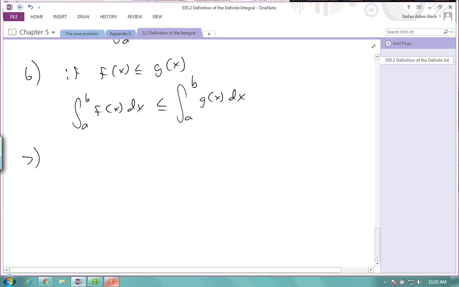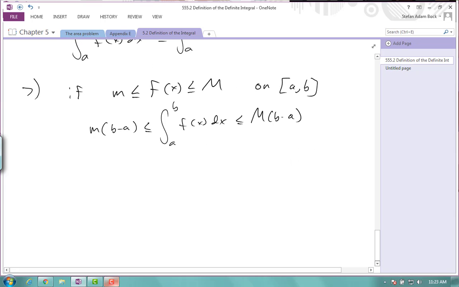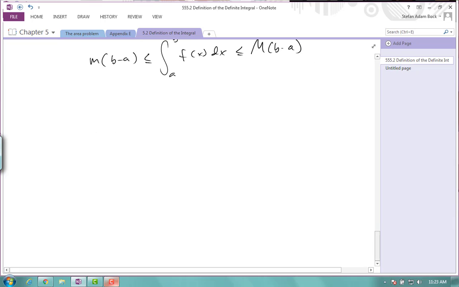And if my function is bounded, if it's dominated, then this kind of follows from the previous property, but I'm going to have little m times (b minus a) will be less than or equal to the integral, and that'll be less than or equal to big M times (b minus a). Who knows if we'll end up needing this, but it's true. So let's try using one of these things.